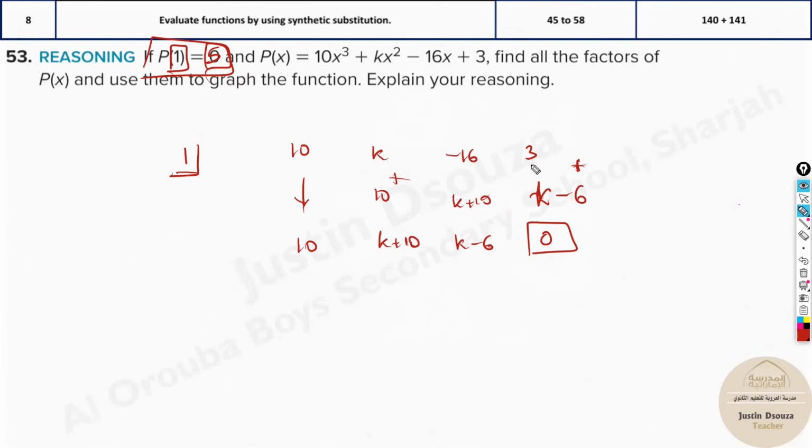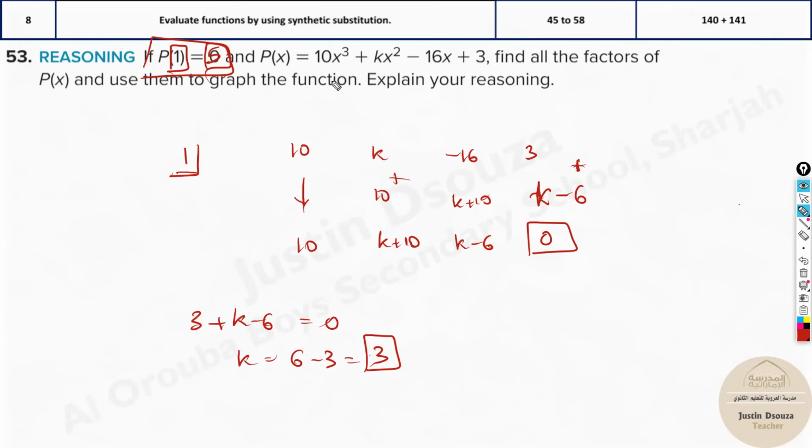Now we can easily solve k, isn't it? Because we know that if we add 3 and k minus 6, it must be equal to 0. So we add 3 plus k minus 6, that is equal to 0. Solve for k. K is equal to, this goes to the other side, it becomes plus 6 and this becomes minus 3. That is positive 3 is the answer. That is the value of k.